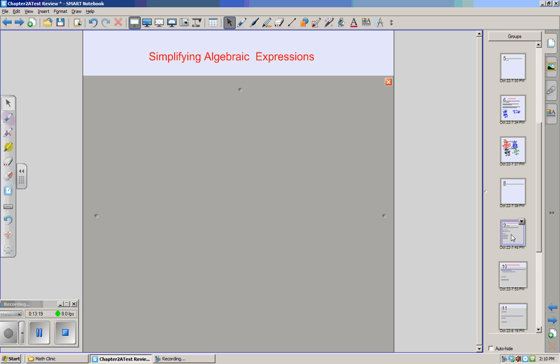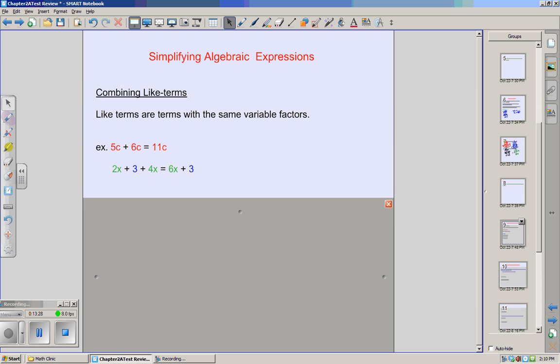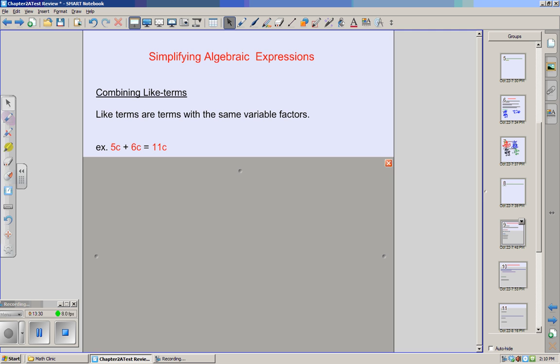When we get more complicated, we have to learn how to simplify our problems. We will start by combining like terms. I mentioned like terms before. Let's look at my first example. If I had 5c and a 6c, I could combine those because 5 plus 6 is 11 and get 11c. The only reason I can combine them is because they both have c's next to them. So they are like terms.